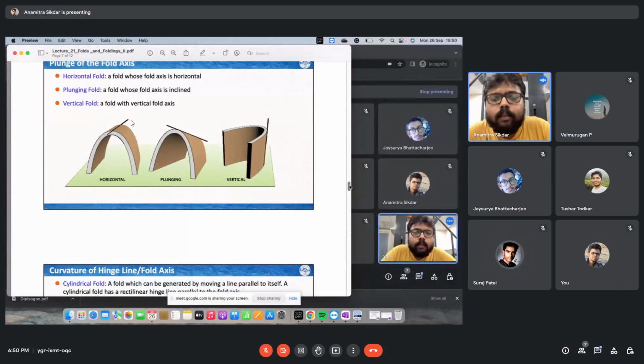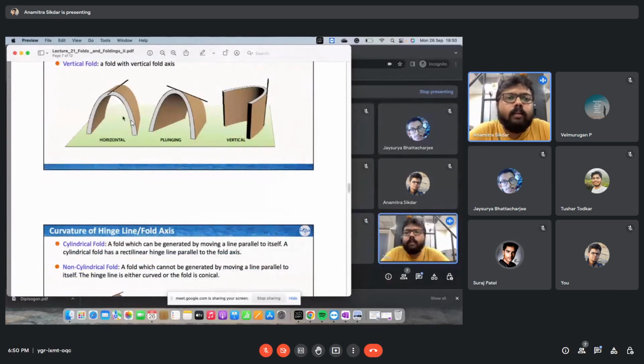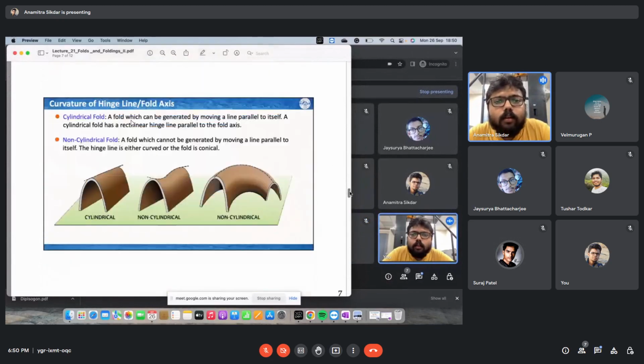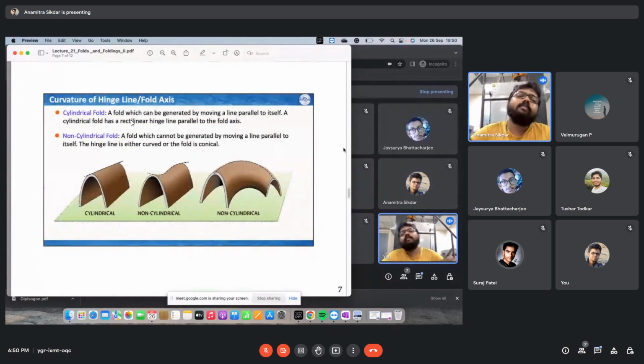Yeah, so depending on the fold axis, we have this horizontal fold, this plunging fold, and vertical fold. So coming back again to the definition of fold axis. In the definition, I said that if you translate the fold axis, you will end up with a fold, but that is not always true. You will end up with a cylindrical fold. In case of cylindrical fold, the definition applies. So if you translate the fold axis, the fold you are generating will be a cylindrical fold.